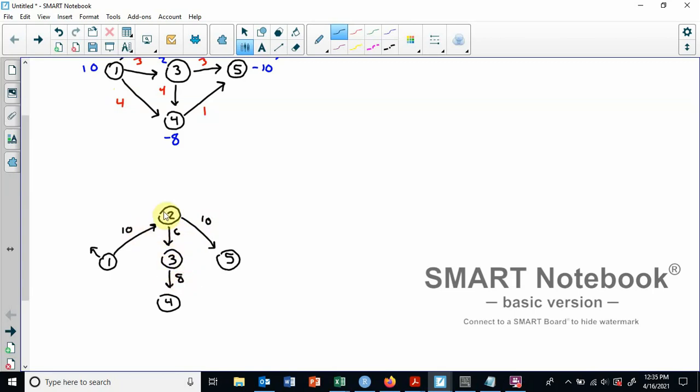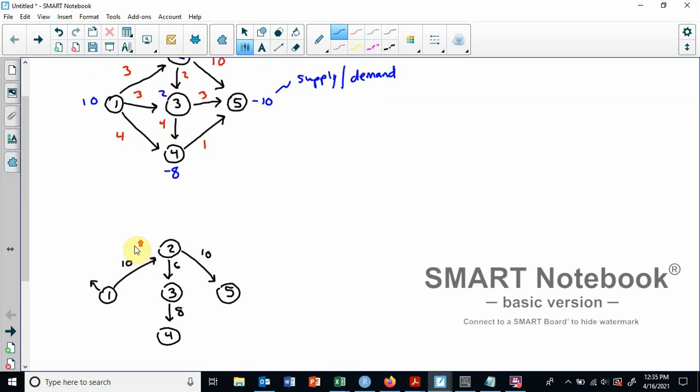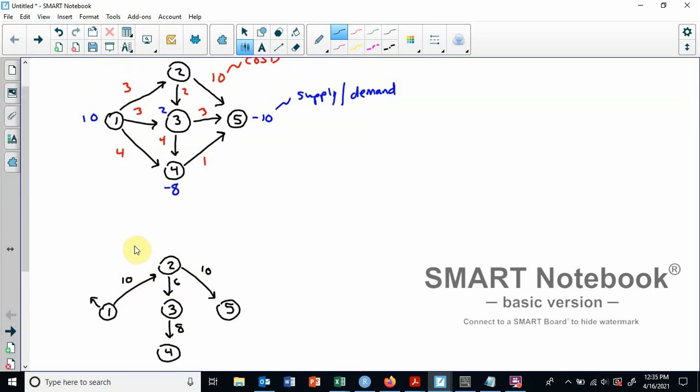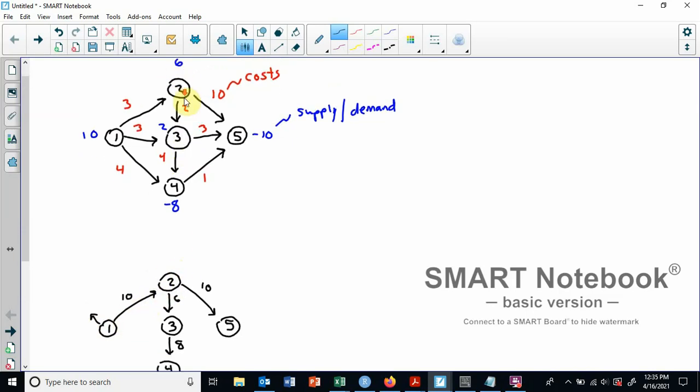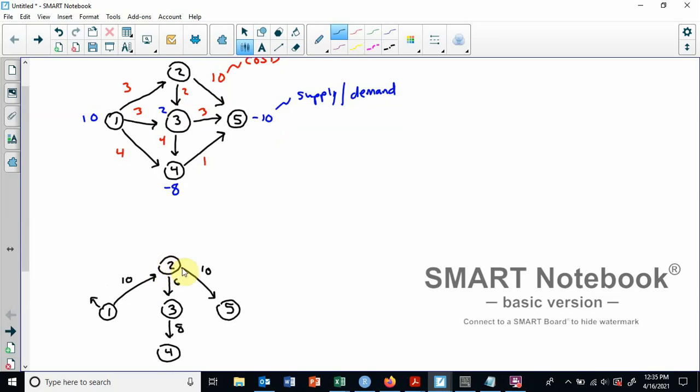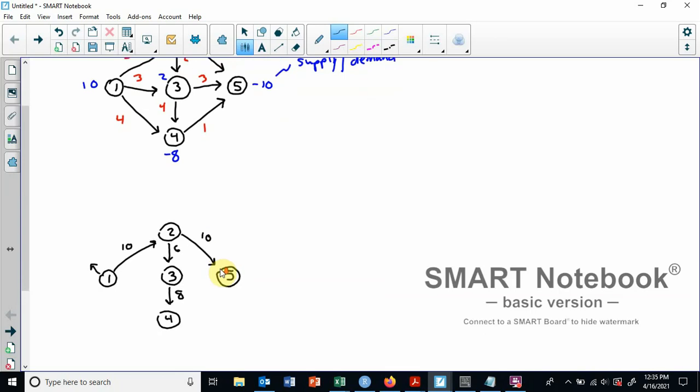So this is a feasible network flow. This has a supply of 10, so it sends all 10 to node 2. Node 2 has a supply of 6, so it now is holding 16. It splits those up and sends 10 to node 5, which has a demand of 10, so that demand is met. The 6 gets shipped down to 3. Node 3 has a supply of 2, so if I ship it 6, it now has 8, and it can send all 8 down to 4 to meet its demand. So this is a feasible flow of a network.